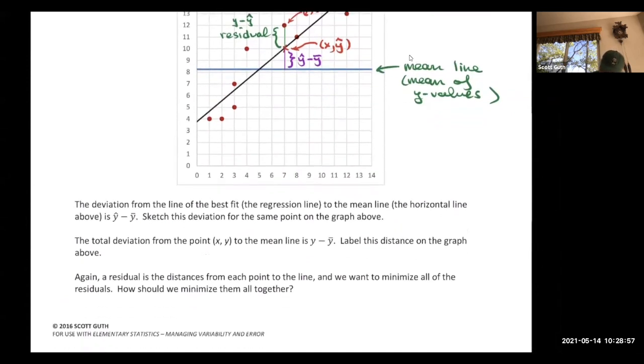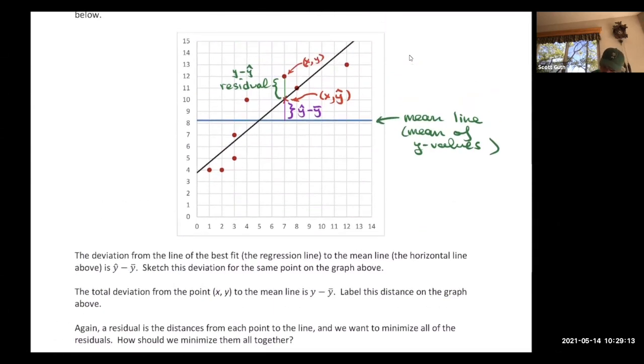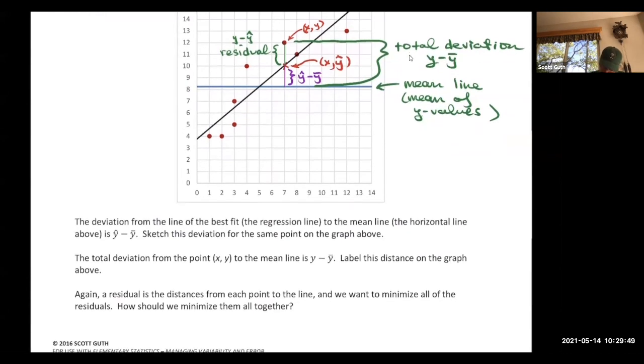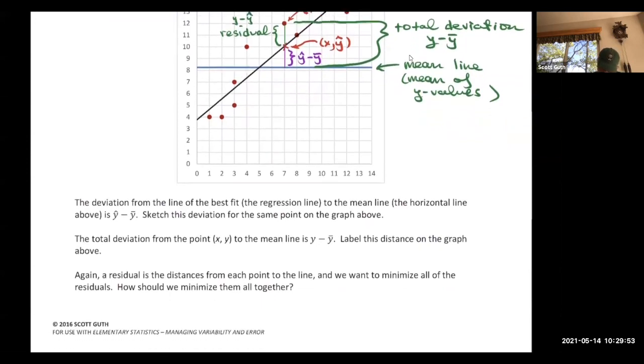It says the total deviation, I'm now down here, the total deviation from the point XY to the mean line is Y minus Y bar. It says to label this distance on the graph. So now I've got to figure out how I'm going to squeeze this in. I think I'll do it off to the right. So this is going to be my total distance from the point to the mean value of Y. So this is total, what I'll call deviation, which is Y minus Y bar. That's what you average when you compute a standard deviation. When they say standard deviation, they mean the standard deviation from the mean. Okay, so I've labeled that.